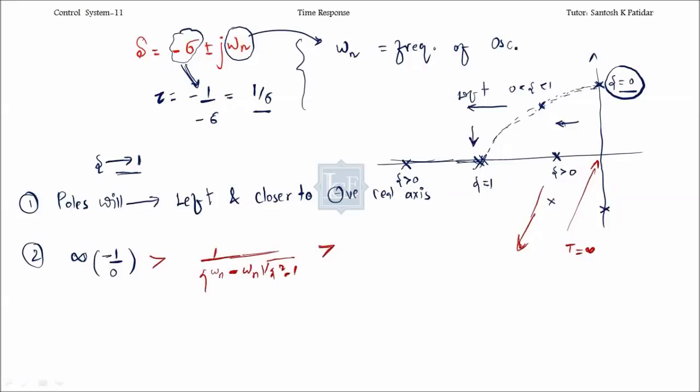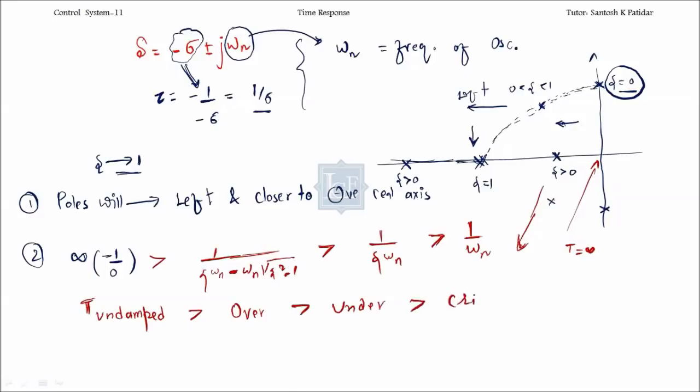Then for the undamped system the time constant will be the highest, for the critically damped system it will be the least, which will be 1 by omega n. So the highest time constant is provided by the undamped system, then overdamped, then underdamped, then critical. I hope it's clear to you. Okay.